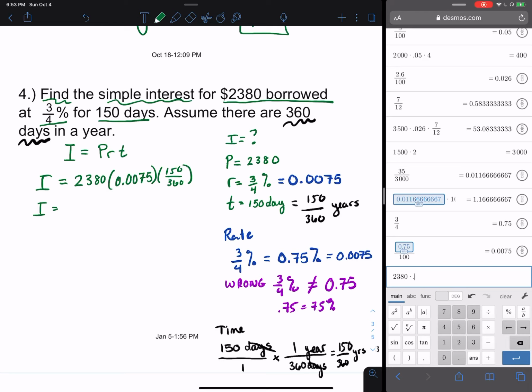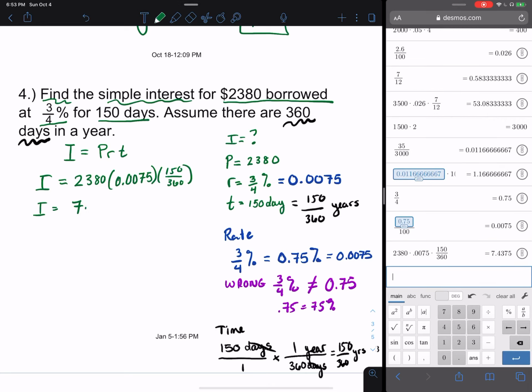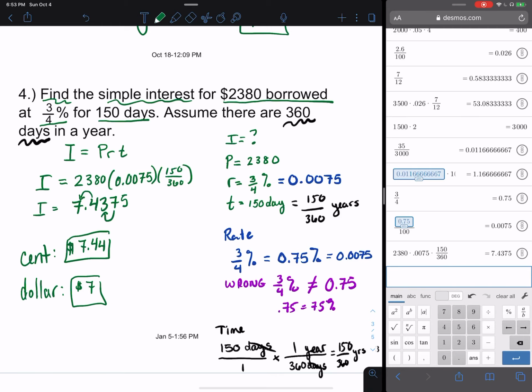2,380 times 0.0075 times 150 divided by 360. And that gives us 7.4375. Like before, they could ask me to round this to the nearest cent or to the nearest dollar. If I round to the nearest cent, the 7 tells me to bump up, so I would have $7.44. If they asked me to round to the nearest dollar, the 4 would tell me to leave that alone, so it would just be $7.